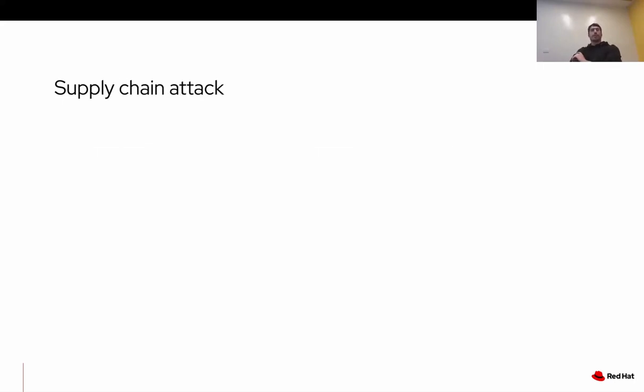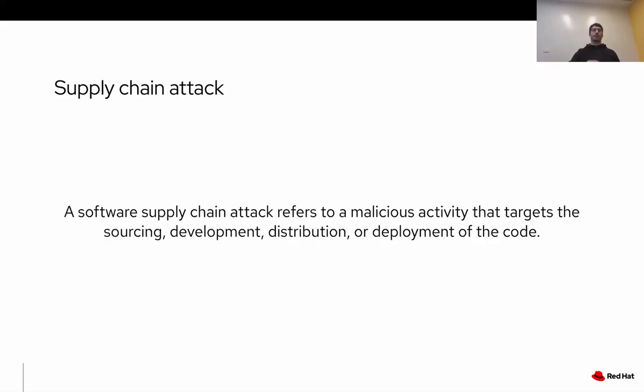So let's start from the very beginning. Supply chain attacks: what they are and why they are relevant to us. The classical definition is that a supply chain attack refers to any kind of malicious activity that targets not really the code itself, but the processes around the code. So it can be the sourcing of the code, potentially the development of the code, but by development in this case, it's not the person writing the code, but all the tooling around it, the distribution of the code and the deployment of the code.